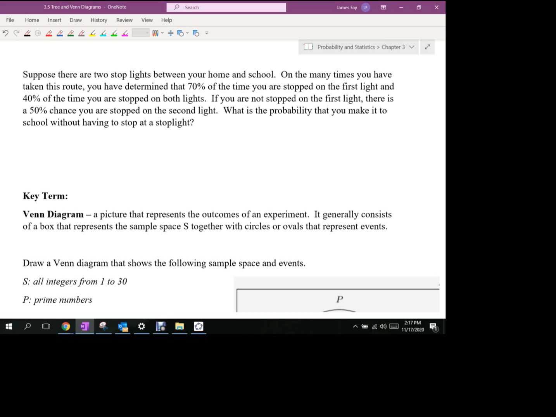Okay, so creating our tree diagram here, we've got two events. We've got the event of stopping at the first light or not, and then stopping at the second light or not. So I'm going to set up, just say stoplight 1 and stoplight 2. We could either stop or not stop, right? Those are our options. Is that okay with everybody? If we stop at the first light, then when we get to the second light, we could stop or not stop, right?